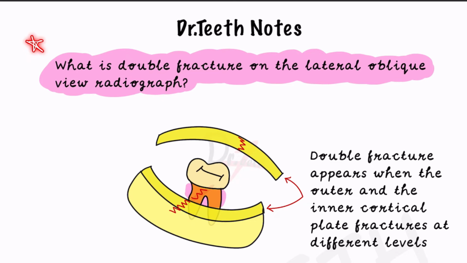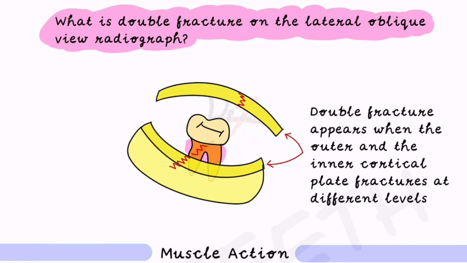Now one more important question that you might be asked is, what is double fracture? Double fracture is seen on the lateral oblique view radiograph. And why is it seen? As you can see in this image, the outer cortex will break, then the root will break and the associated structure will break. And then when it goes to the inner cortex, the fracture will be at a different level. So the level at the outer cortex will be different from the level of the inner cortex, right? So when you see a radiograph, that is a 2D image, you might think that there are two fractures, one here, one here.